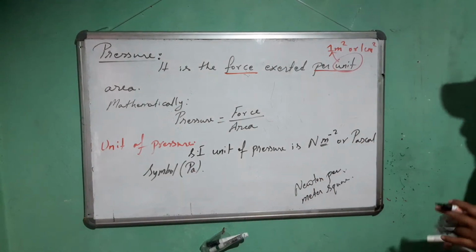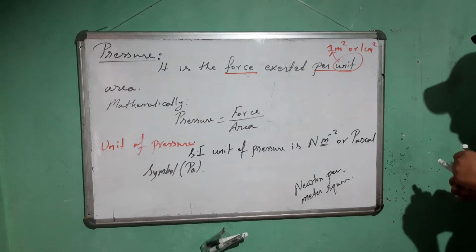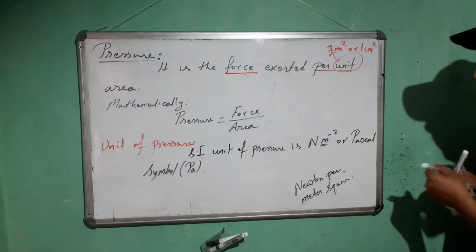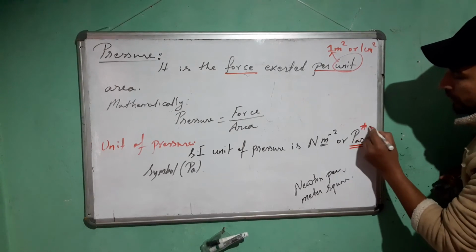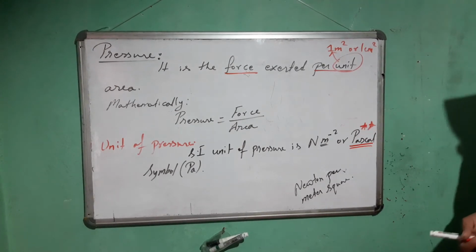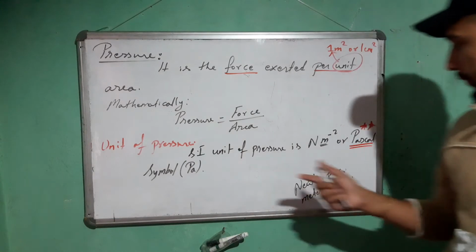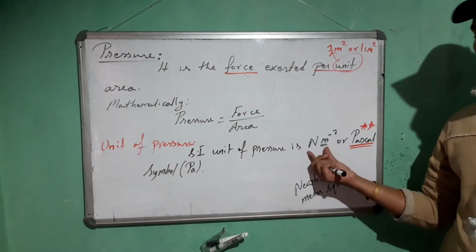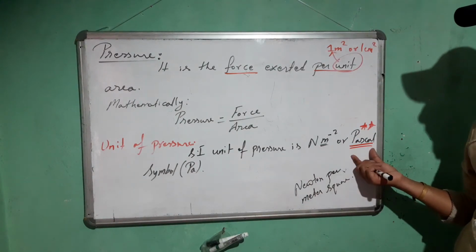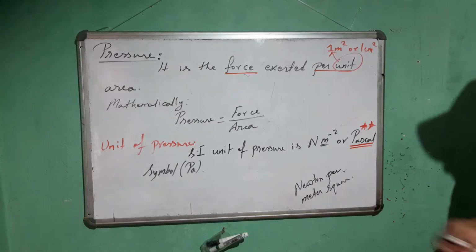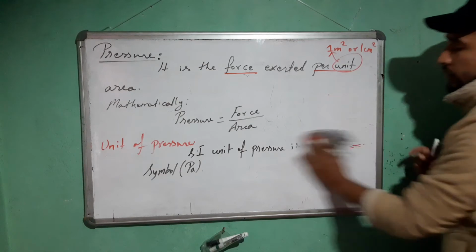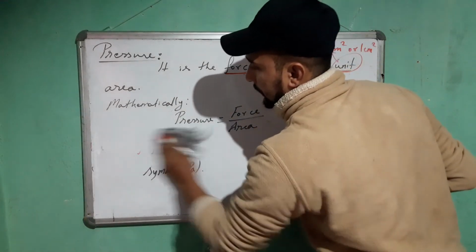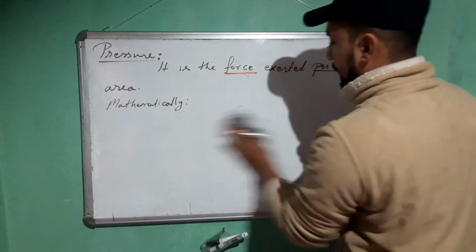Most of the time we follow this. Instead of writing Newton per meter square, we write this. So if you are asked what is the SI unit of pressure, then instead of saying this, you say Pascal. And there are some other units also, that also I'll give you. Other units of pressure.